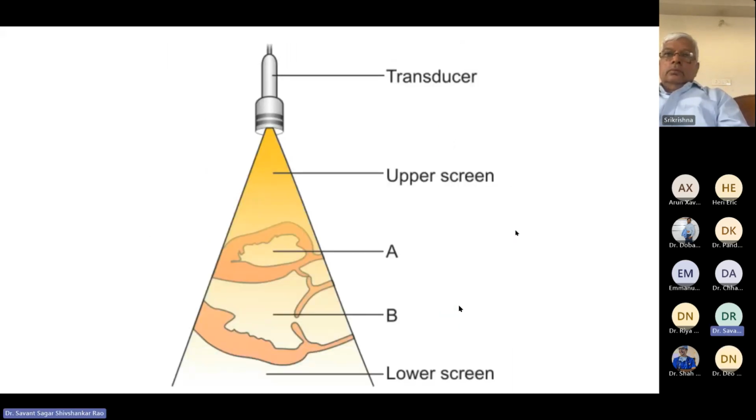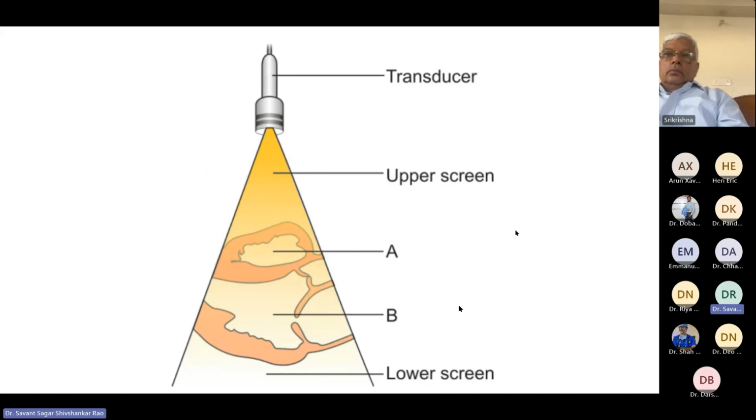This is the image showing how the rays pass through. Deeper structures are shown on the lower portion of the display screen, while the superficial structures are shown on the upper portion. This is because the transducer is at the apex of the triangular image on the screen.